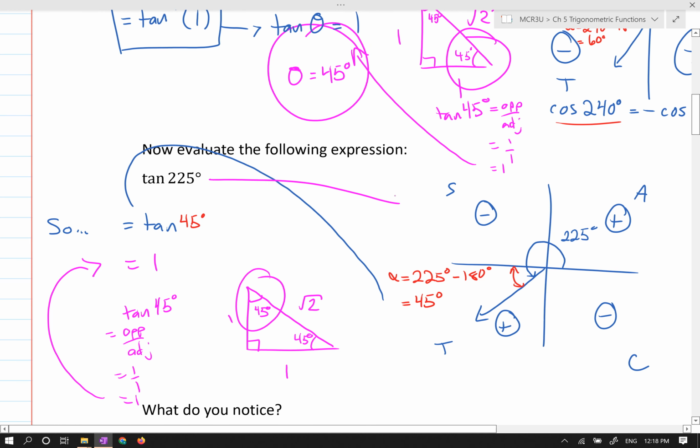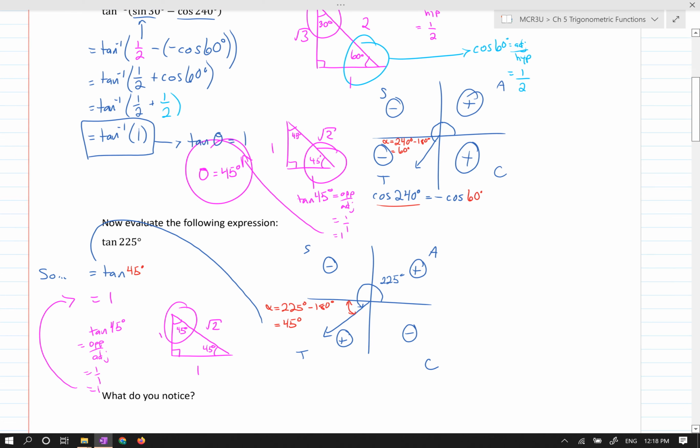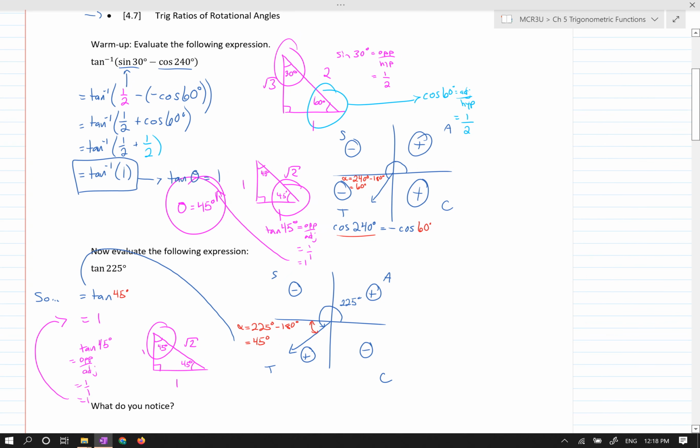We can use our CAST rule to write the tangent of 225 degrees in terms of its related acute angle. And then we can evaluate the tangent. This time we're working with 45 degrees once more, and we find that the tangent of 45 degrees is equal to 1. So my question for you is, what do you notice? From both of these warm-up problems here, what do we notice?